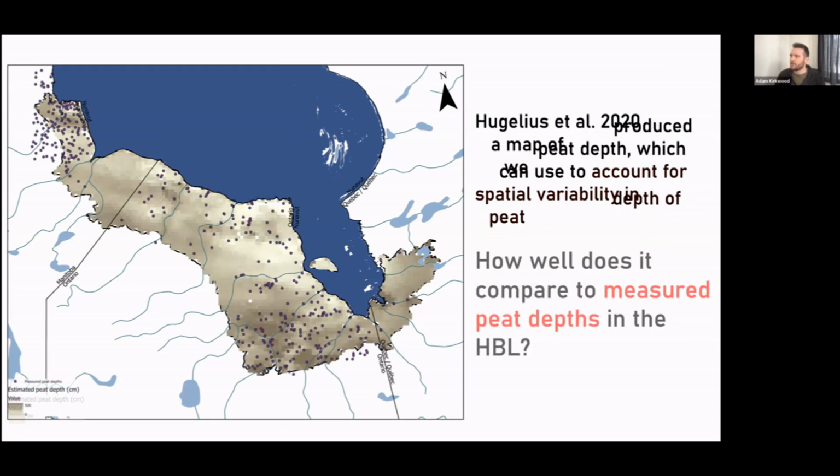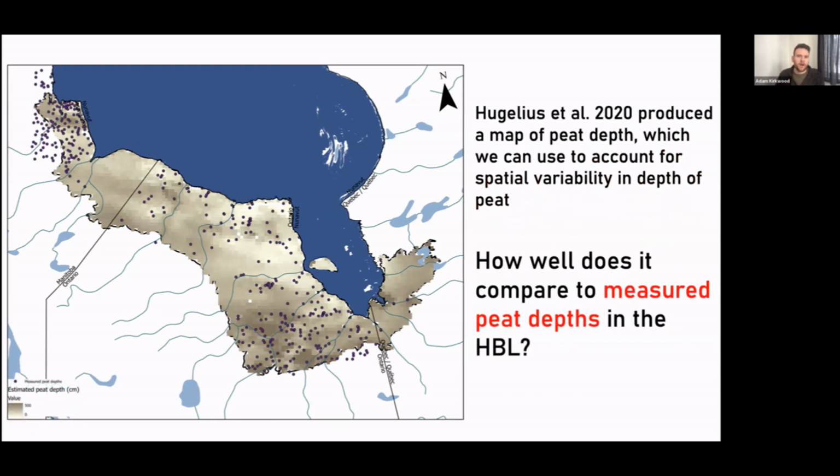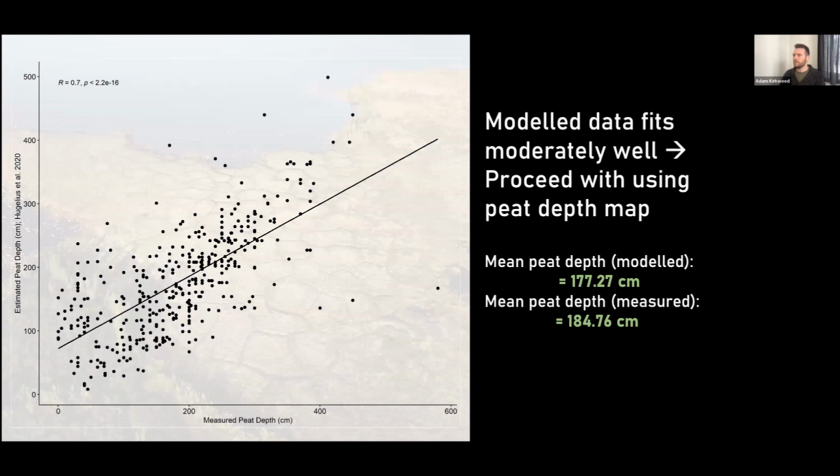But before we did this, I wanted to do a quick quality check to see how well it compared to measured peat depths in the Hudson Bay Lowlands. All of these purple dots you see on the map are areas where someone has either drilled, probed, or dug to measure peat depth in the region. So we compared it to the modeled peat depth to see how comfortable we would be in using this data set to upscale to include peat depth in mercury calculations.